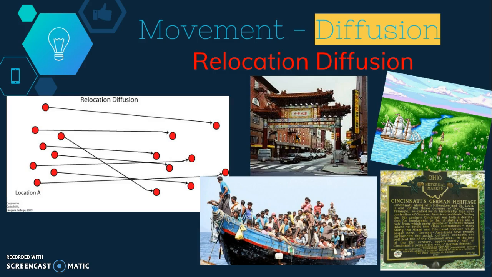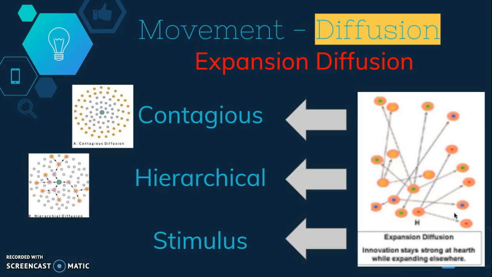Another example of relocation diffusion is the strong German culture and heritage we have here in Cincinnati, because a large amount of German migrants came to Cincinnati, and so we have a lot of German heritage and cultural traits in our society. Think of things like Oktoberfest.